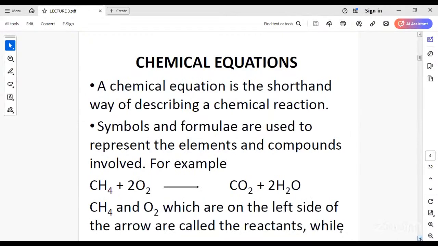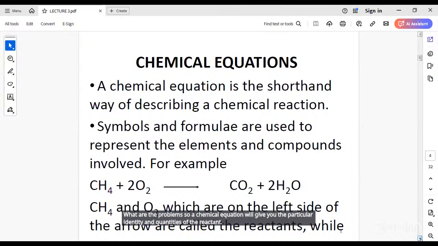Now, talking about chemical equations, we're actually looking at equations that will give identities and quantities of the reactant and the product. What are the reactants? What are the products? So a chemical equation will give you the particular identity and quantities of the reactant.